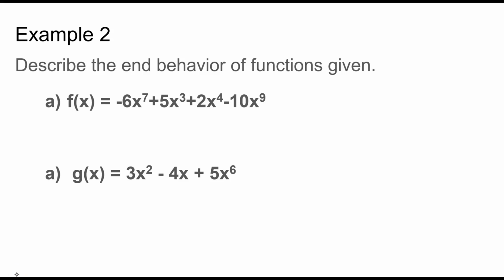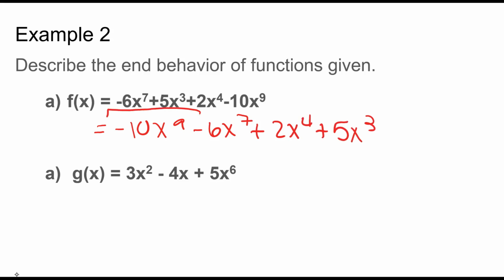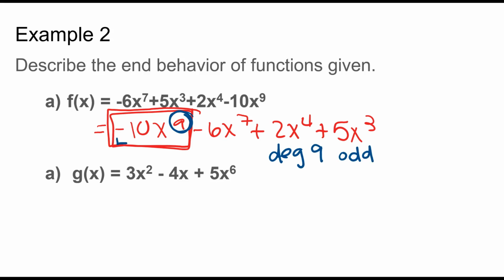So let's describe the end behavior of the functions. So first we need to see, are these in standard form? Let's rewrite them from highest degree to lowest degree. We'll rewrite the first one. It's not necessary to rewrite them, but we are looking for that leading term, so the degree with the highest exponent. So our degree in this case would be 9. So that's odd. And our leading coefficient is -10, so we have a negative leading coefficient, which means the end behavior is going to look something like that.